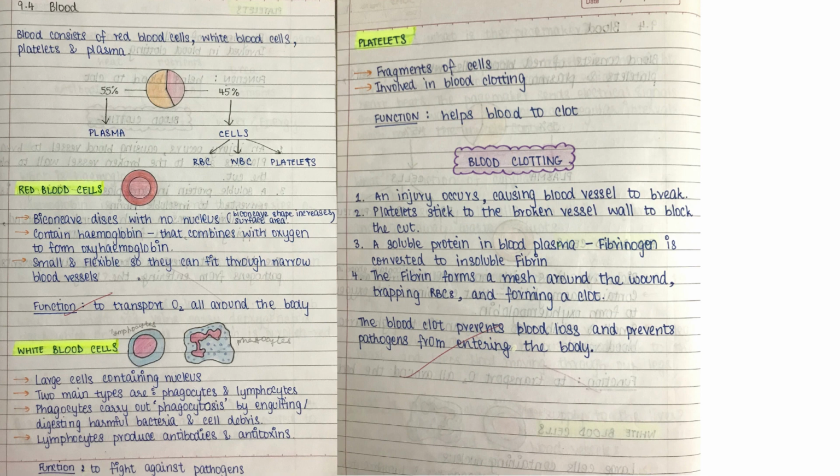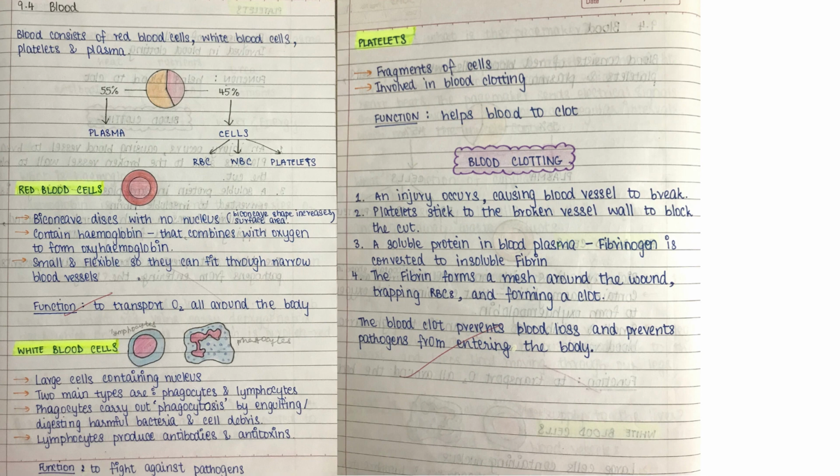So when an injury occurs, a blood vessel breaks. So the platelets stick to the broken vessel wall to block the cut. A soluble protein in blood plasma, which is fibrinogen, is converted to insoluble fibrin. The fibrin forms a mesh around the wound which traps RBCs and forms a clot. So this blood clot prevents excess blood loss and also prevents pathogens from entering the body.